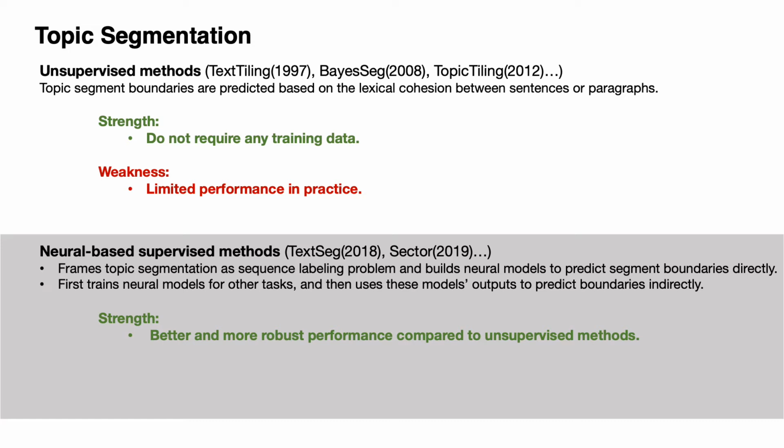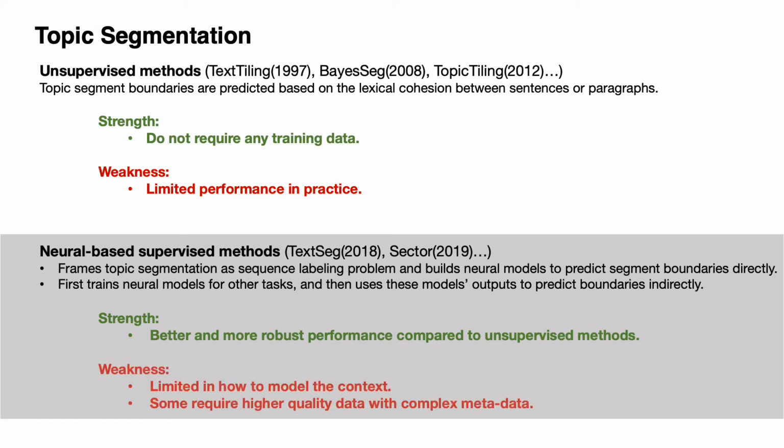The first line directly predicts segment boundaries by formulating topic segmentation as sequence labeling. The second line first trains neural models for other tasks, and then uses the pre-trained model's outputs to predict boundaries indirectly. However, one of the biggest problems for neural ones is their limitation in how to model the context information. Furthermore, the neural strategy that indirectly does the segmentation may even require training data with complex metadata.